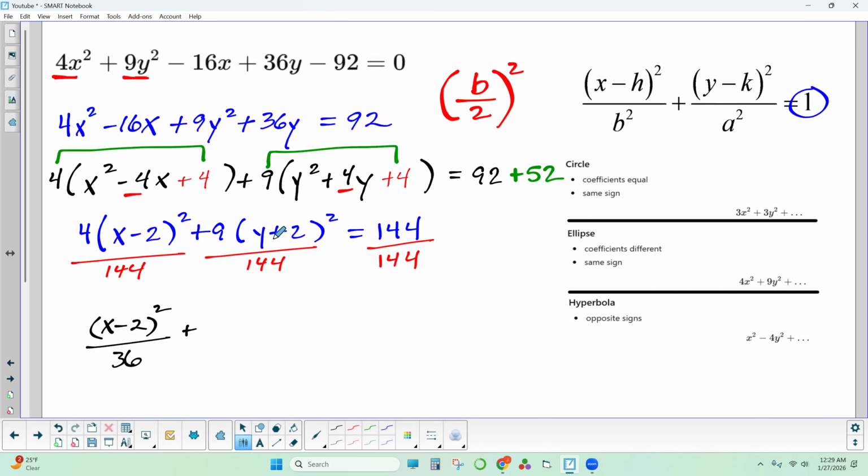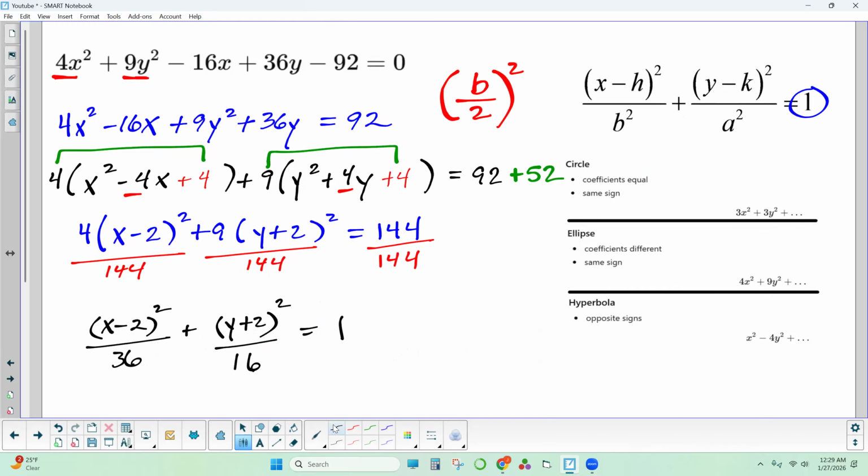Then we've got y plus 2 squared, and then 9 over 144. 9 goes into 144 16 times, so our coefficient is 1 over 16. And then, of course, 144 over 144 is 1. Now you can see that we are in standard form.